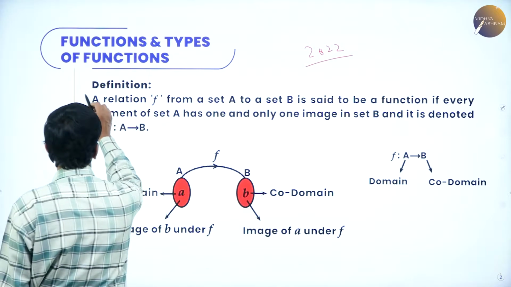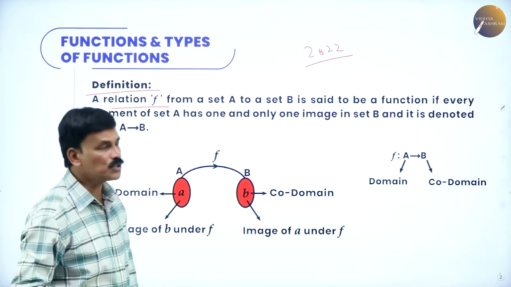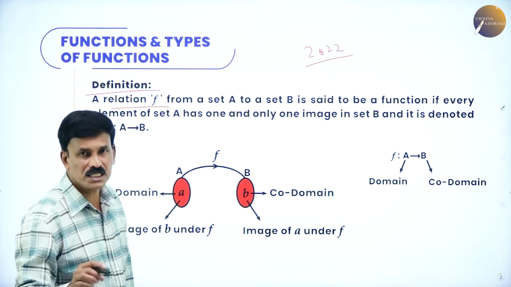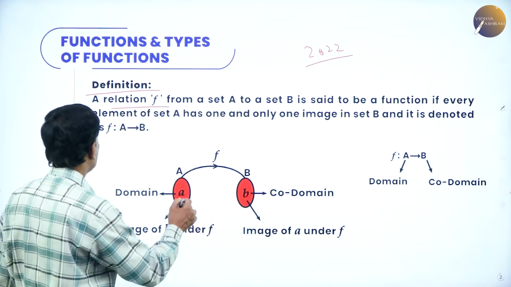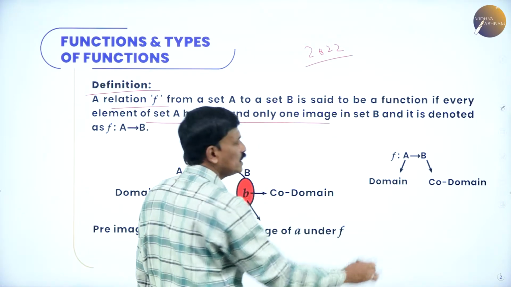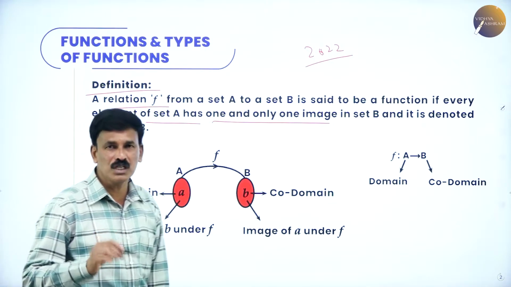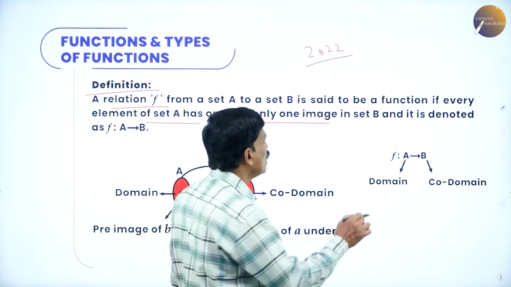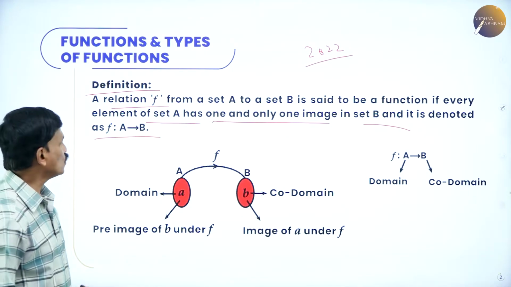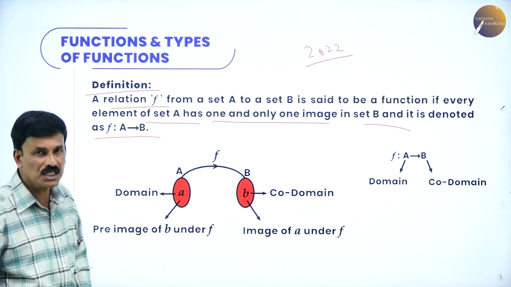Now let us come to the definition. What is the definition of a function? A relation f from a set A to a set B is said to be a function if every element of the set A has one and only one image in the set B. Every element of the set A will have one and only one image in the set B, and it is denoted as f from A to B, called a function. So if it has one and only one image, that means it has a unique association.